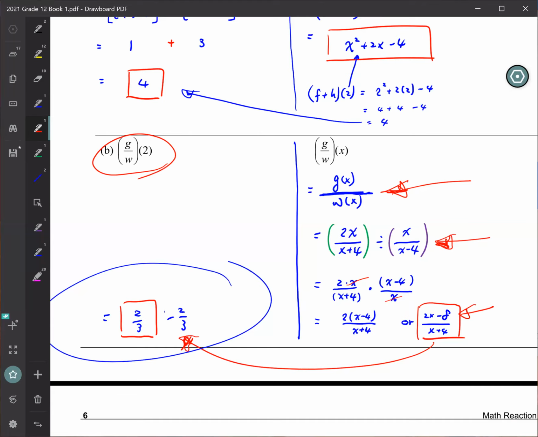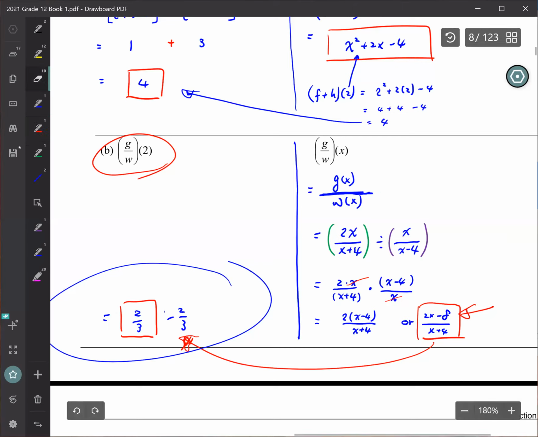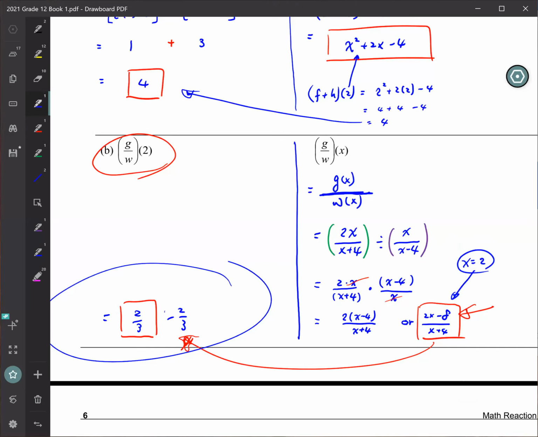So you put the 2 into the x of your resulting function, okay? You sub in x equal to 2. You put this into the red box, okay? Can you help us find that and tell us what you get? Replace the x with 2.